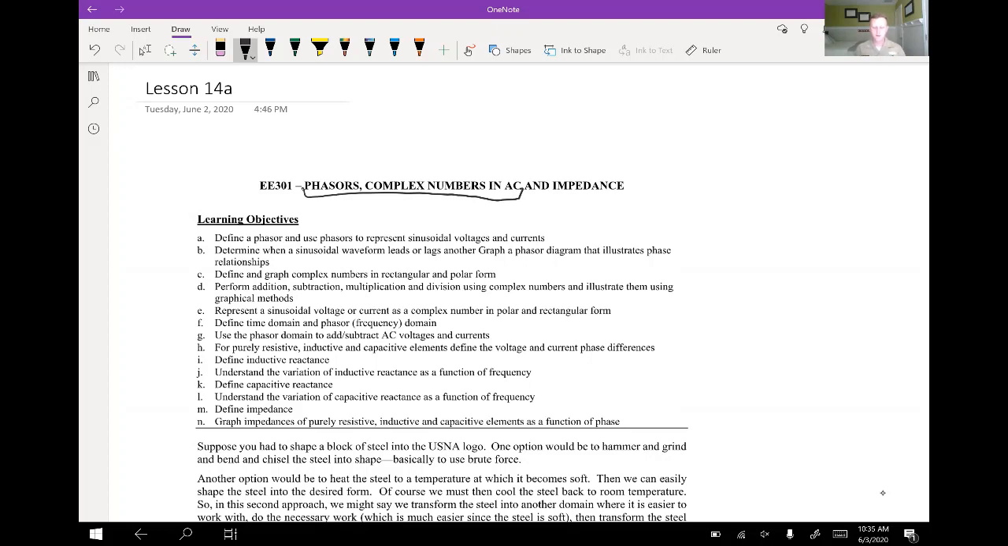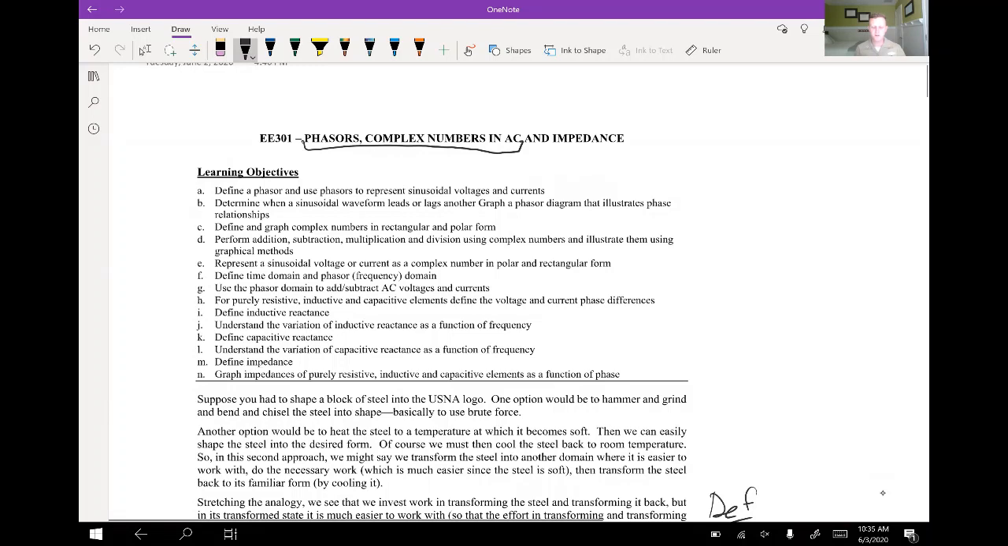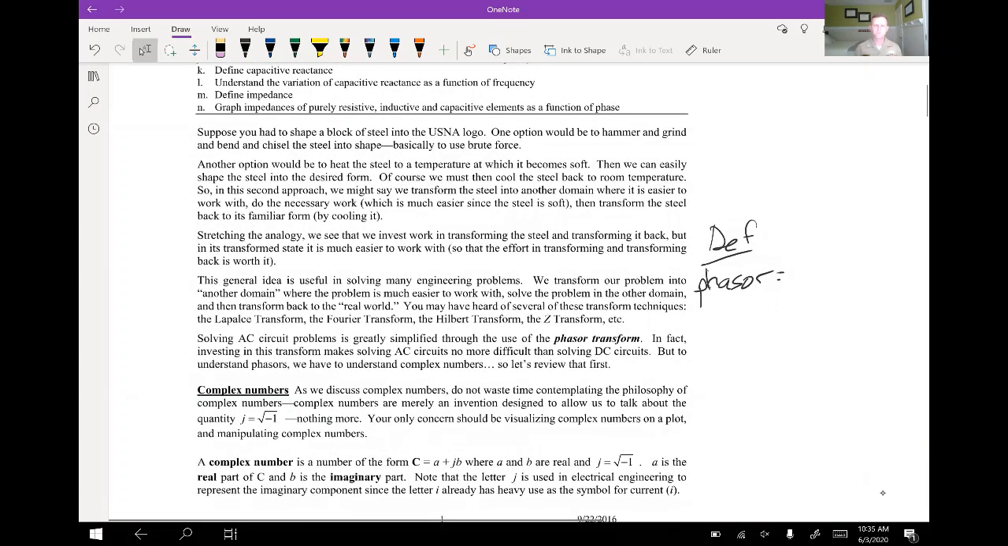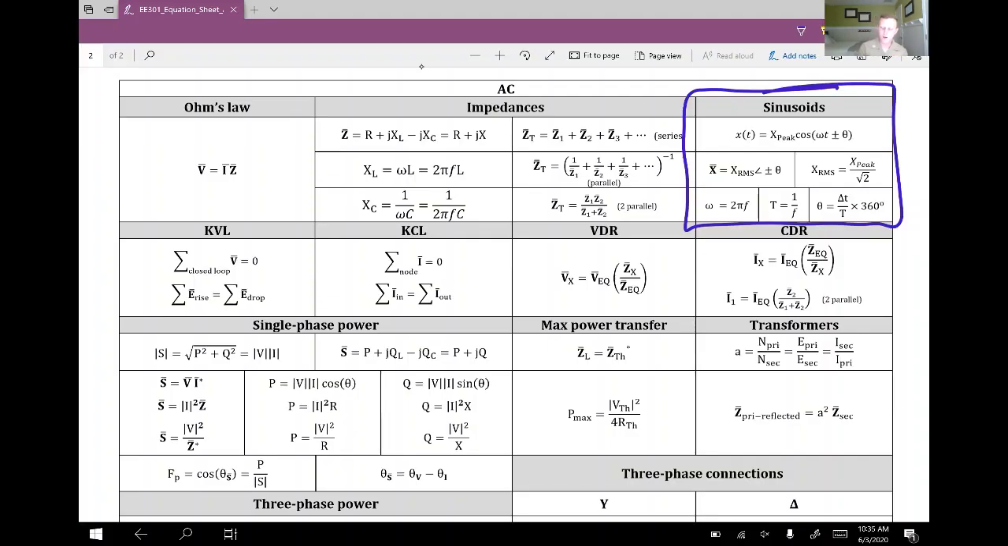Here are all the lesson objectives, but the main point of phasors, and you can read this paragraph in the official course notes if you'd like, is that we're going to transform something that we have. If I look at my equation sheet right here, this block is phasor. This is the phasor domain, like we like to say it. This one is the time domain.